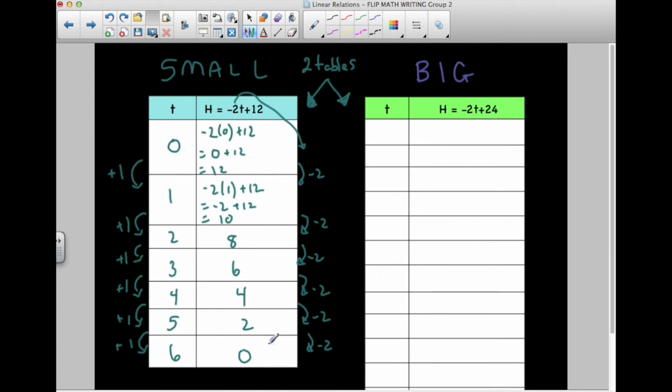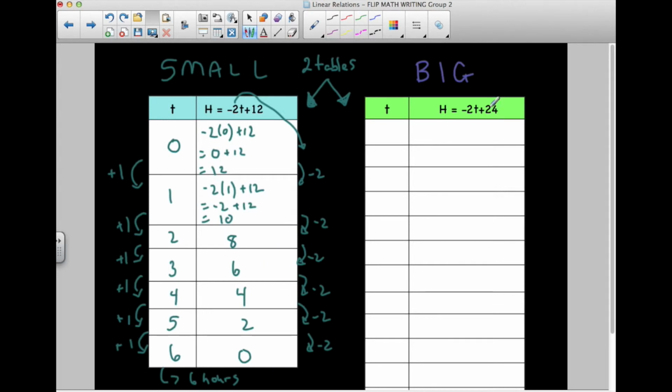What has happened here? After 6 hours, our height is 0. So what does that mean? It's as short as it can get. It is 0 centimeters tall. So how long has the candle been burning when the height is 0 centimeters? Well, it's been burning for 6 hours. So the small candle will burn for 6 hours.